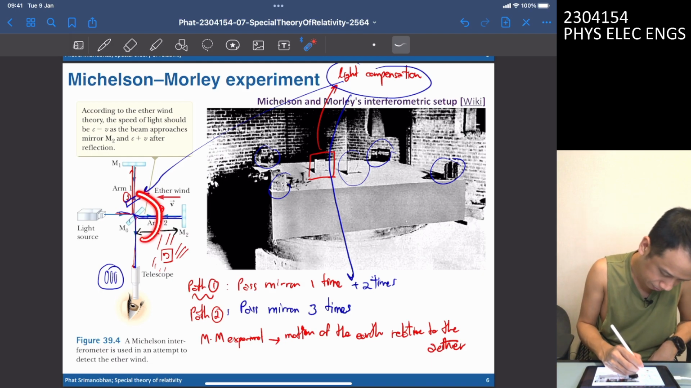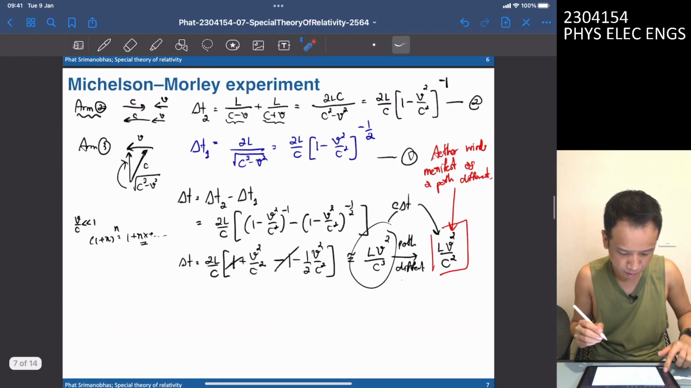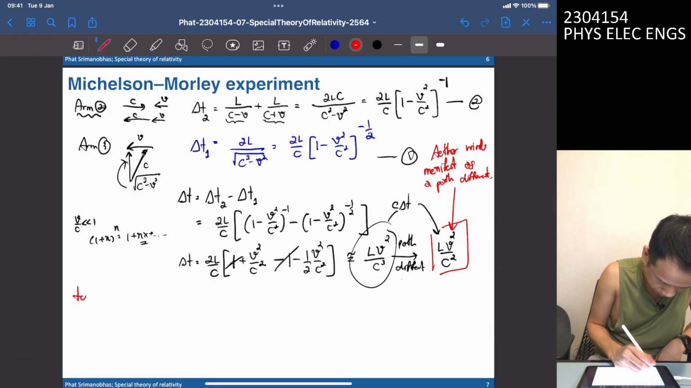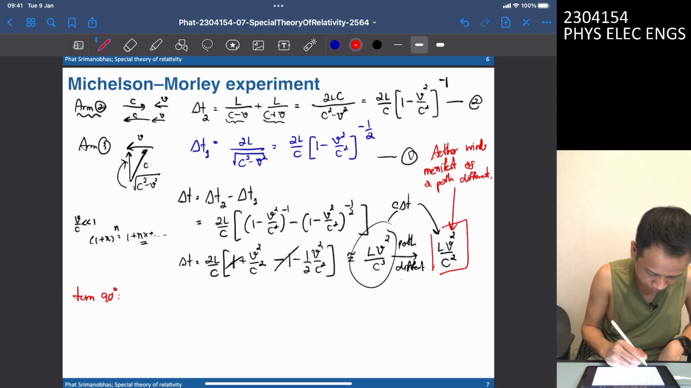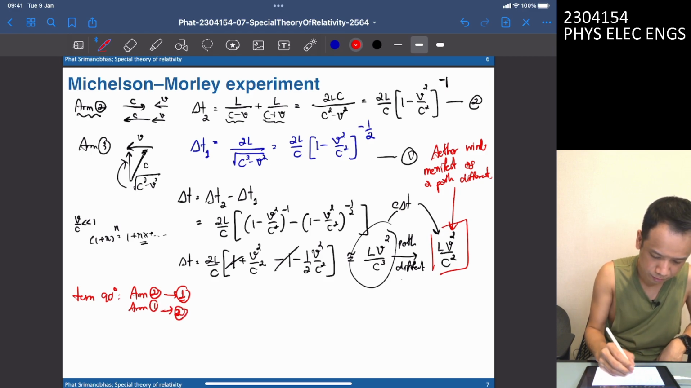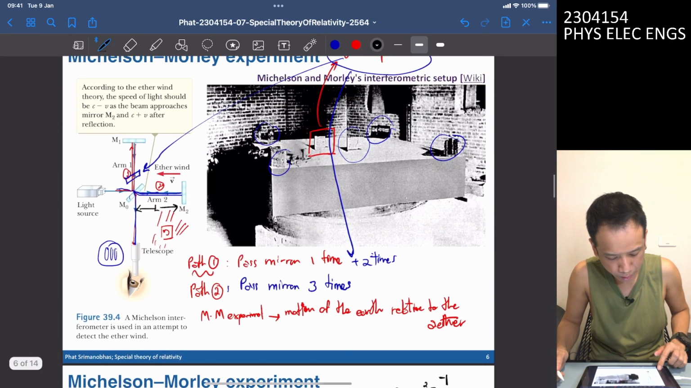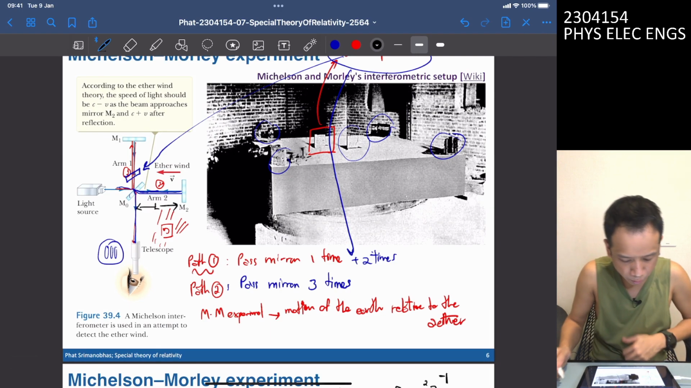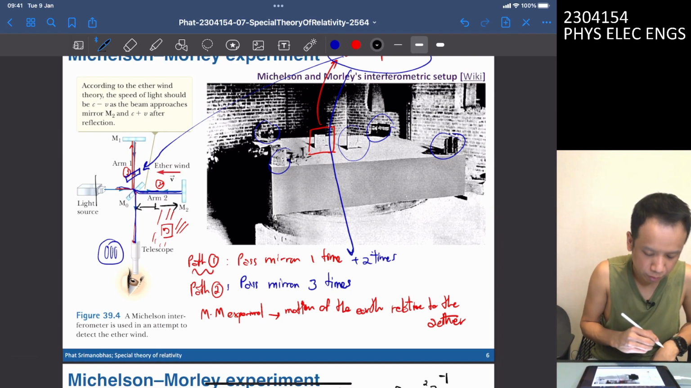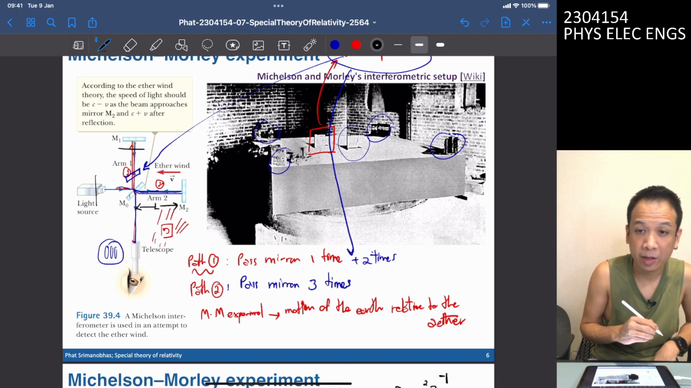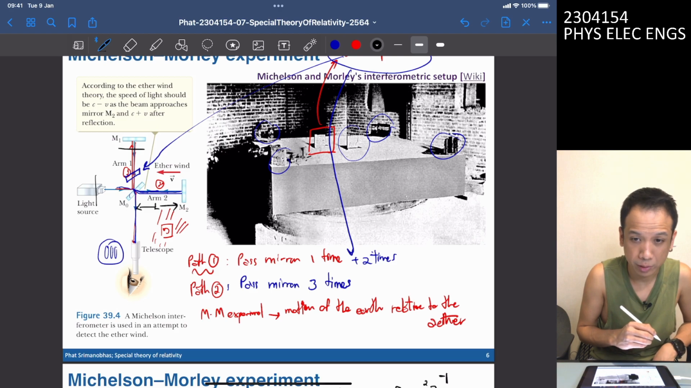So if you turn it 90 degrees, arm 2 is going to be arm 1, and arm 1 is going to be arm 2, right? So if you turn it 90 degrees, arm 1 is going to be along the way of the ether winds, while arm 2 is going to be perpendicular to the ether winds when the light is moving.